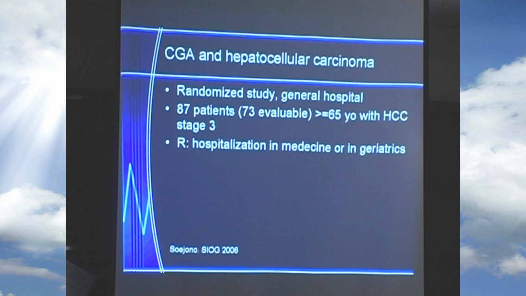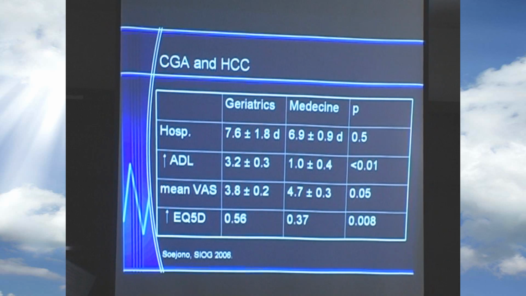Here is an Indonesian study to whet your appetite. Randomized study in a general hospital, extremely simple. You have 87 patients with stage 3 hepatocellular carcinoma, aged more than 65 years old, and you hospitalize them either in medicine or in geriatrics. Simple enough as a design? Fine. But here we go.